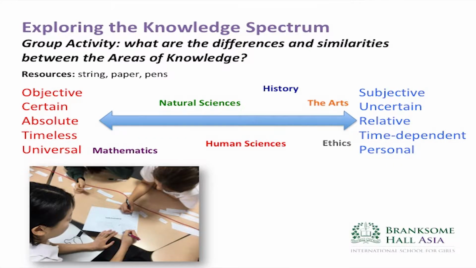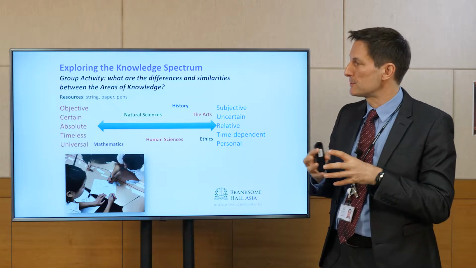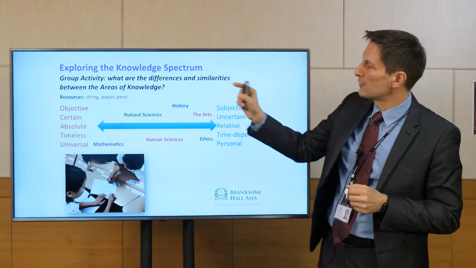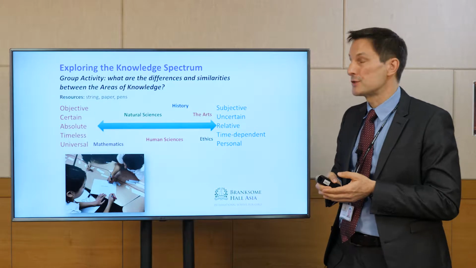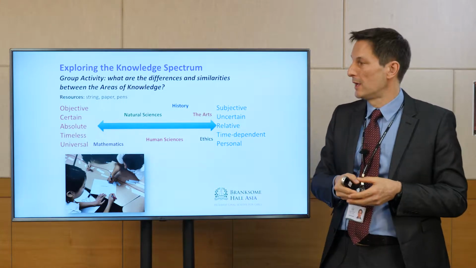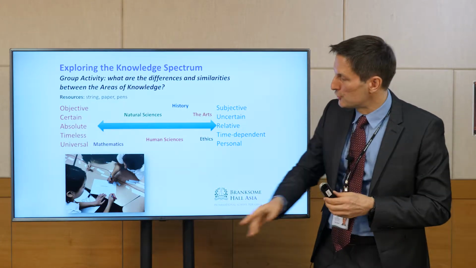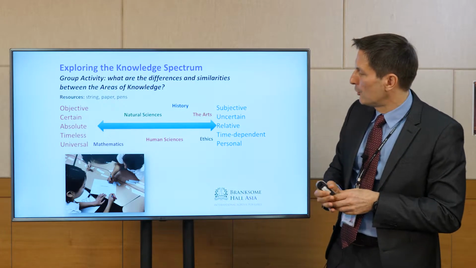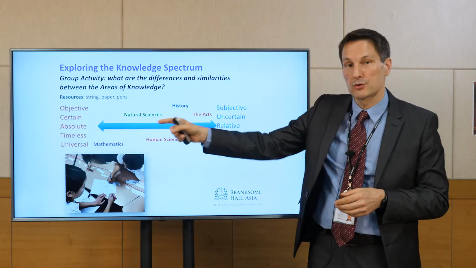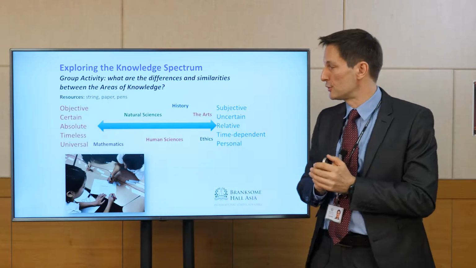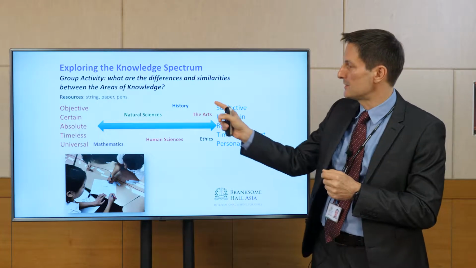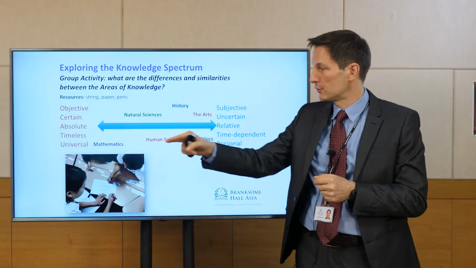So the first example I'm going to show you is the way in which we sometimes get students to explore the knowledge spectrum. And the big question for the students here is, what are the differences and similarities across the different areas of knowledge? So this is an activity where students get together, they have all the various areas of knowledge written down on sheets of paper, and they have a piece of string. And what they have to do is place these different areas of knowledge on a spectrum along that string.